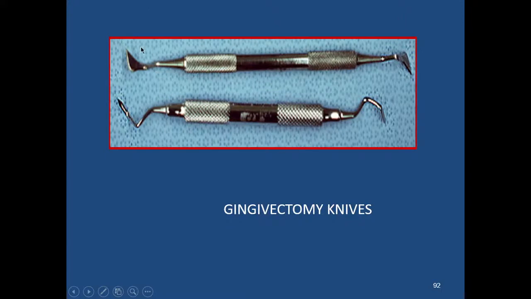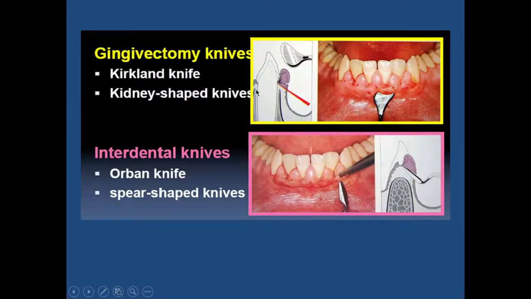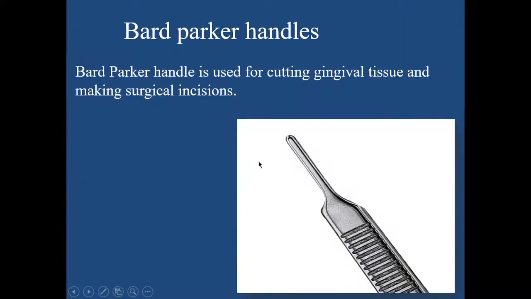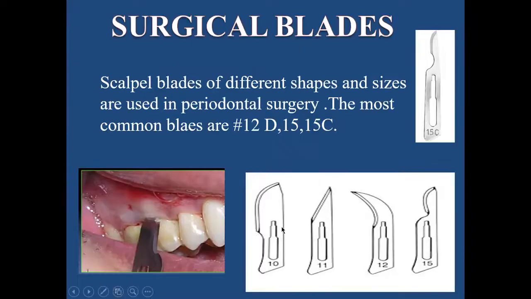The Kirkland knife has a kidney shape like this, and the Orban knife has a spear shape like this. The gingivectomy knife, or the Kirkland knife, is a kidney-shaped knife used for gingivectomy, and the interdental knives, spear-shaped knives like this, are also used for gingivectomy and removal of the interdental tissue. For the Bard-Parker blade number 3, we use it in our ordinary work.